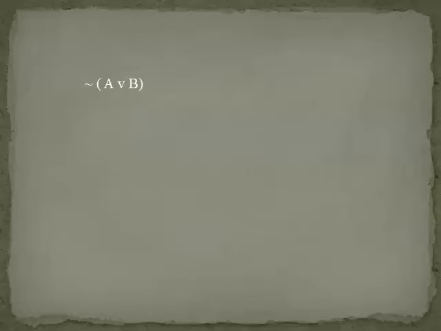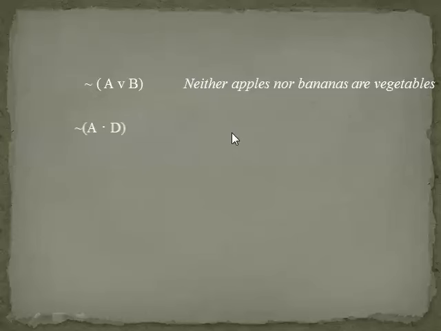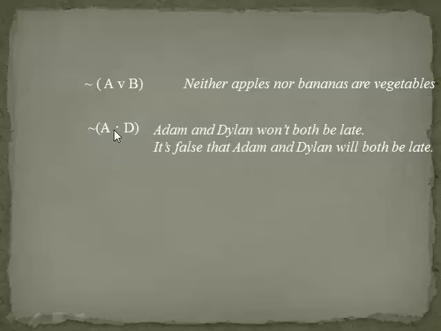Now, what does this say? Not the case that either A or B, or neither A nor B. Whereas this says not the case that both A and B.